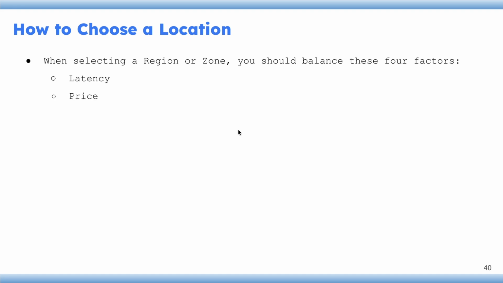The next one is price. Not all regions cost the same. US and European regions are generally cheaper than South American or Asian regions due to infrastructure and tax costs. The third one is compliance. Laws like GDPR require data to stay within a specific boundary. For example, if you're dealing with a London use case, the data should be stored inside the European Union. It should not leave it because of legal requirements.